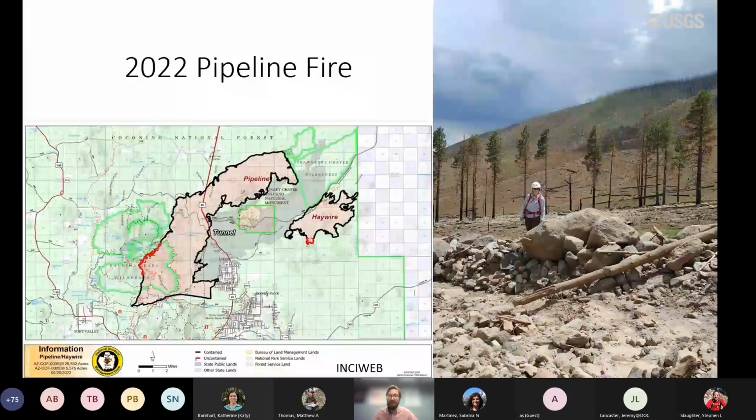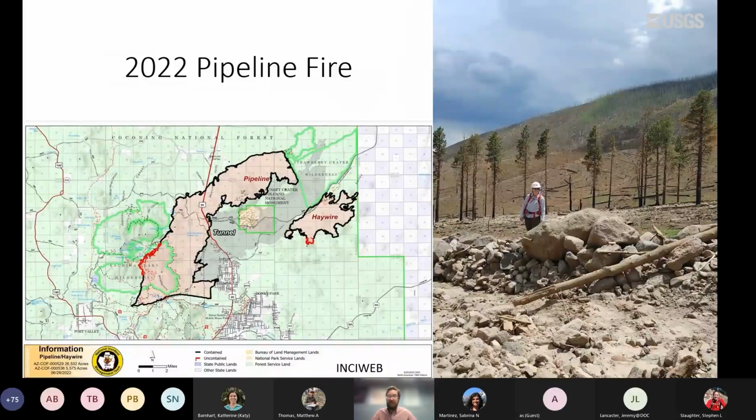And then 12 years later, we have Ann once again standing by a debris flow deposited by the Pipeline Fire. The Pipeline Fire burned this summer, once again on the eastern slopes of the San Francisco Peaks. It reburned a large portion of the 2010 Schultz Fire. And then following rainfall, the area experienced debris flows as well.